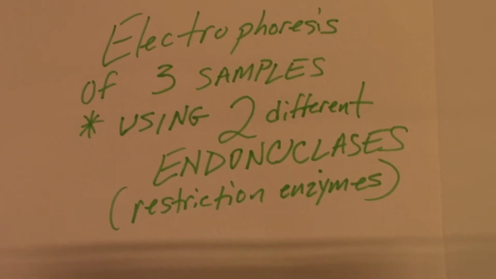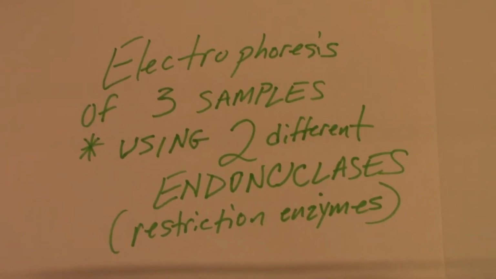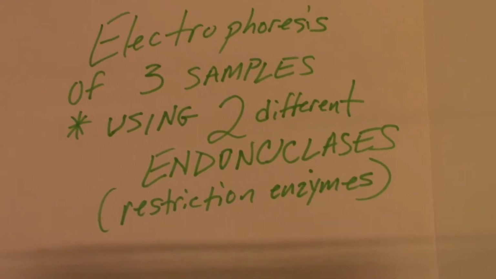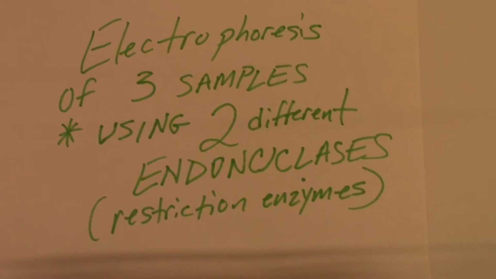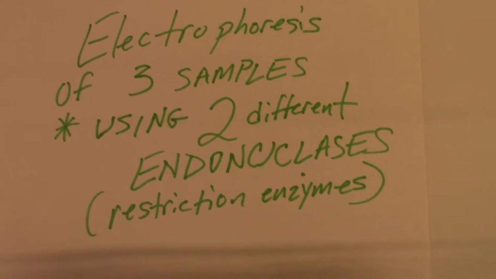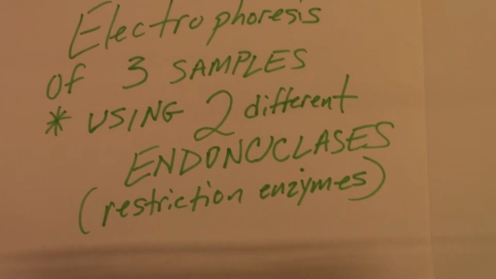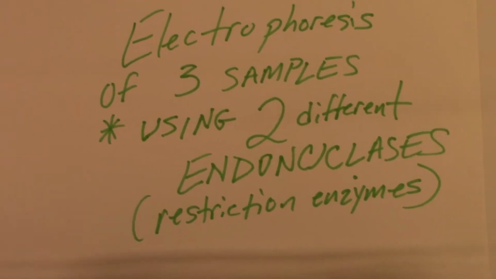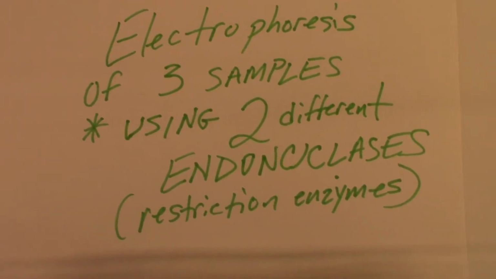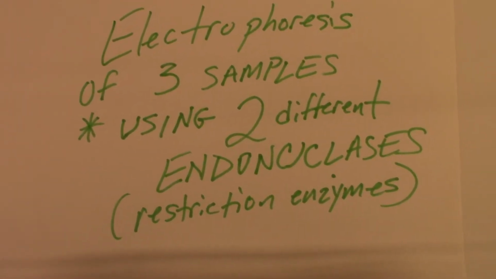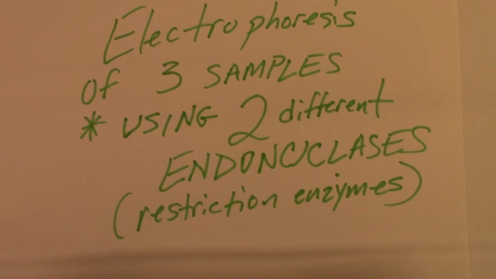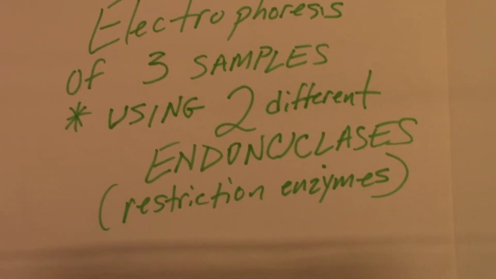Okay, now we're going to look at a different kind of electrophoresis. We're using 3 samples, and this is called a restriction digest of the samples. We're using 2 different restriction enzymes or endonucleases.